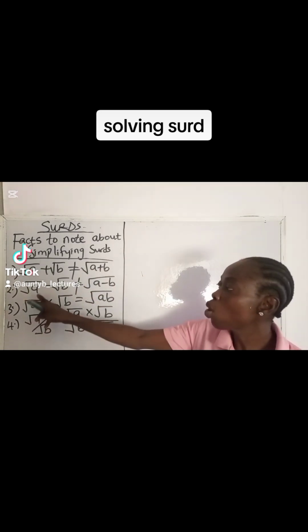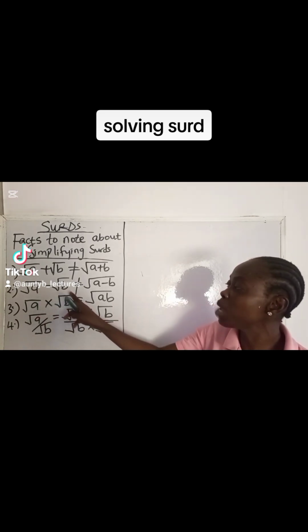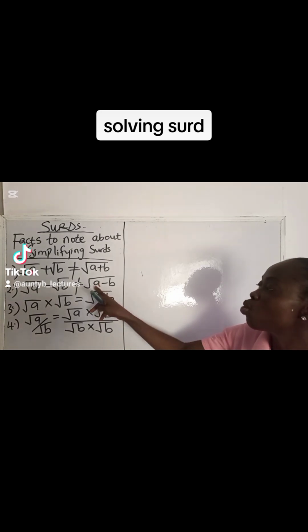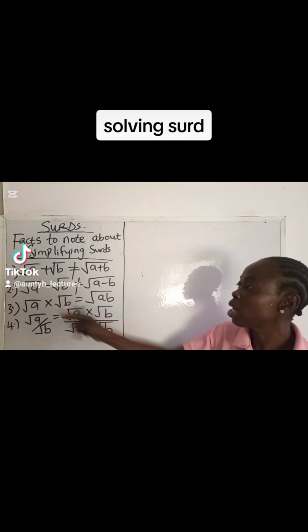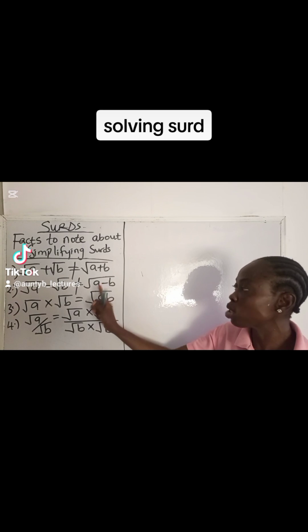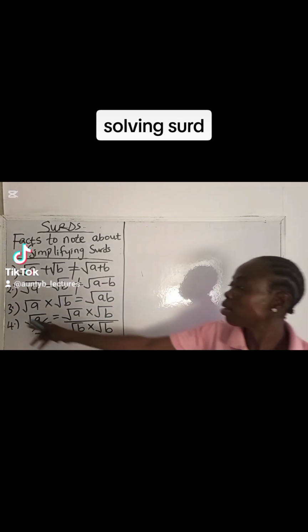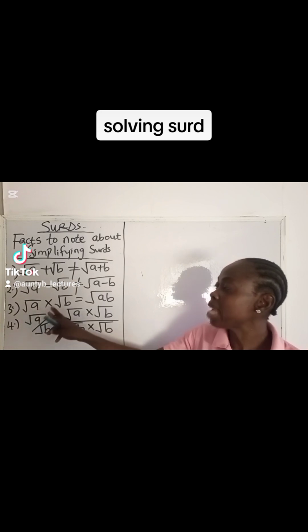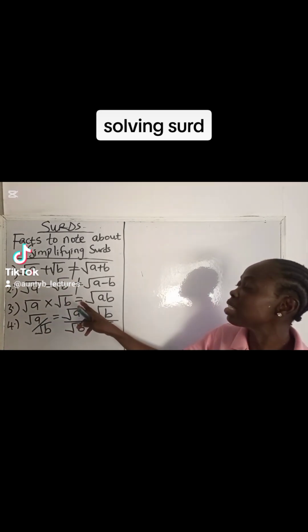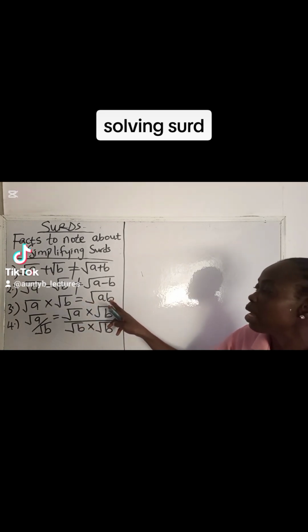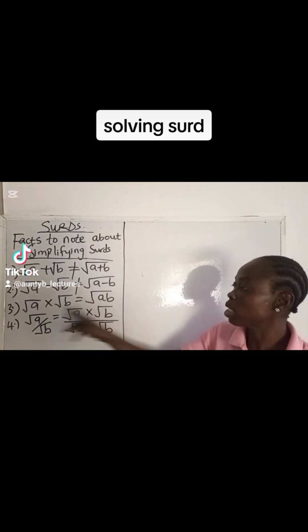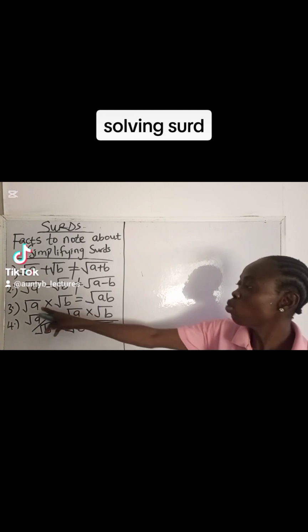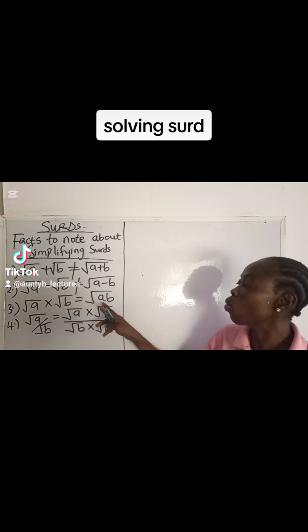The second one, root A minus root B, is not equal to root A minus B. We don't solve surds that way. Now, the number 3: root A times root B is equal to root A times B. You can multiply these two together. They are equal with one another.